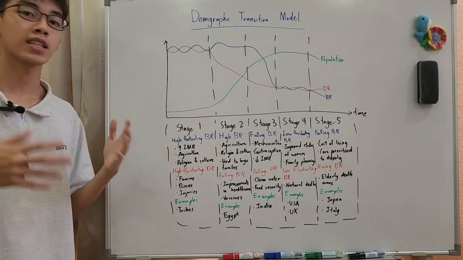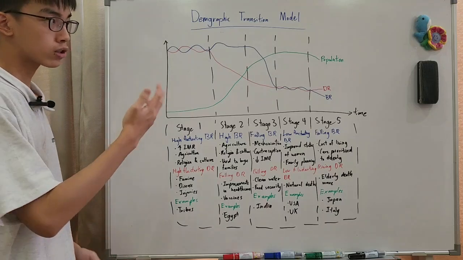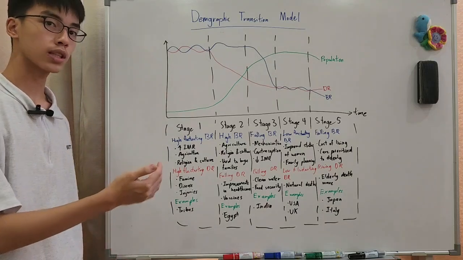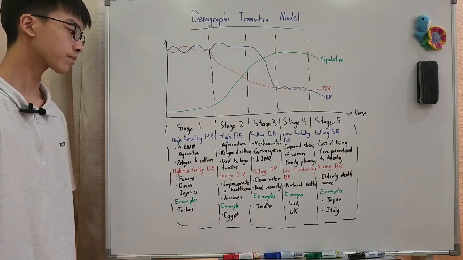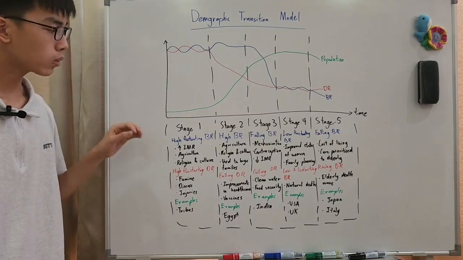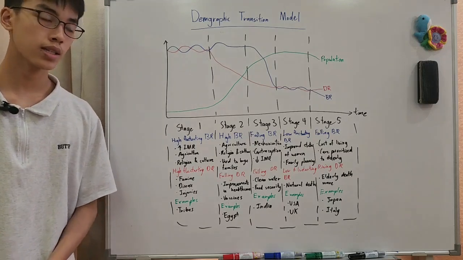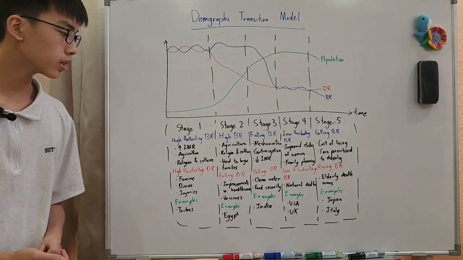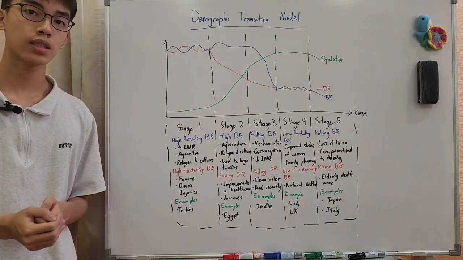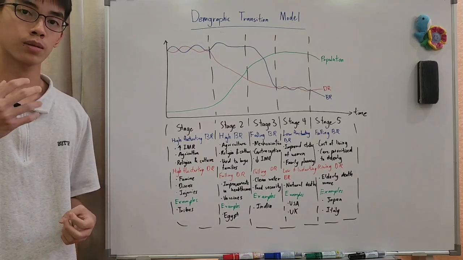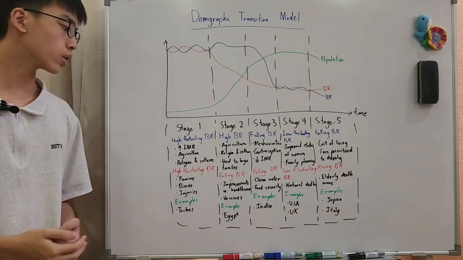So this is your basic description and structure of your DTM. You have to know why, and what examples there are for each stage, so let's go to them right now. For stage 1, the reason there are high fluctuating birth rates is because there are high infant mortality rates, and if you watch my video on fertility, high infant mortality rates means families need to have larger families for the possibility of their children surviving into adulthood.